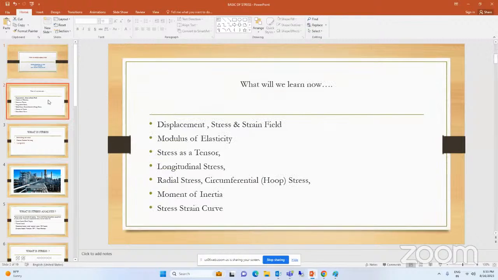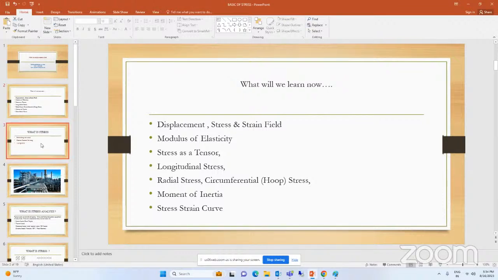What we are going to learn today is displacement, stress, and strain field, modulus of elasticity, stress tensor, longitudinal stress, radial stress, circumferential stress, moment of inertia, and the stress strain curve. These are the basic things we learn from engineering. Before going into the CAESAR software for piping stress analysis, we need to know these things, because if you are going to do the calculation manually, you have to know them. So first we learn these things and then we go to the next part.